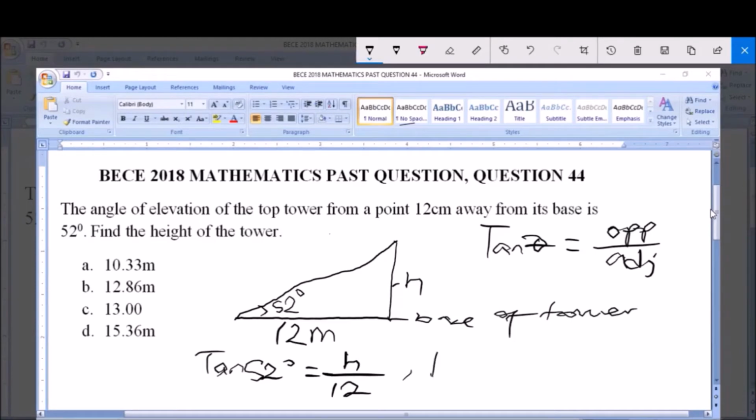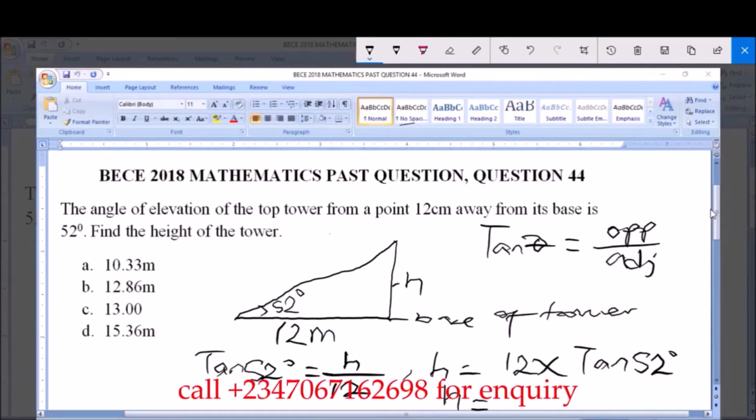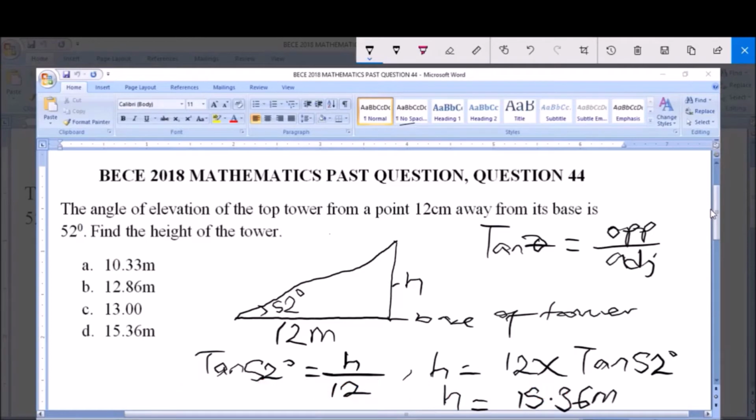That means h is equal to 12 multiplied by tan 52 degrees, and this will give us that h is equal to 15.36 meters. That is, when you carry out the multiplication of 12 times tan 52, you have 15.36 meters. So therefore 15.36 meters is the height of the tower using tan, because tan is a suitable trigonometry we can apply. So the answer is 15.36 meters.